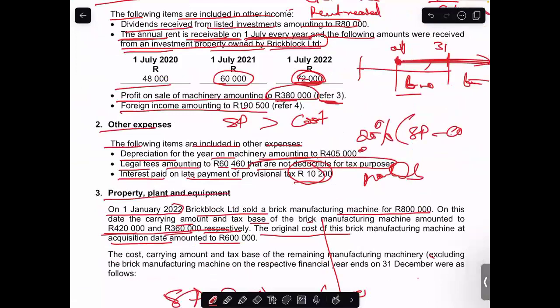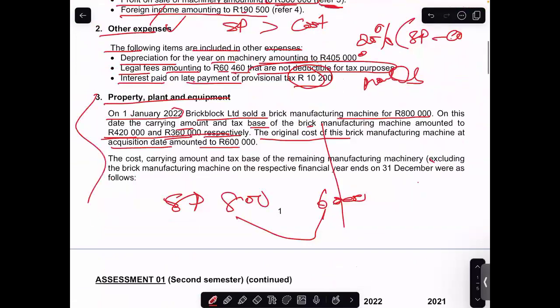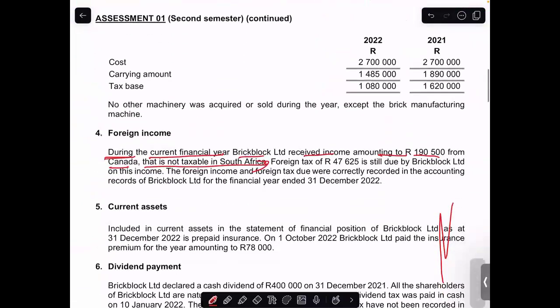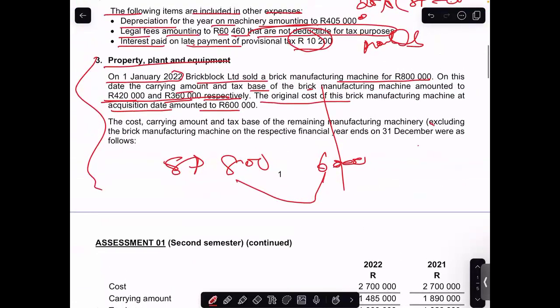Property, plant, and equipment. We are now on assets. We have dealt with income and expenses, people. Now we are on assets. This is going to affect the statement of financial position. So therefore, we expect deferred tax from these following transactions.